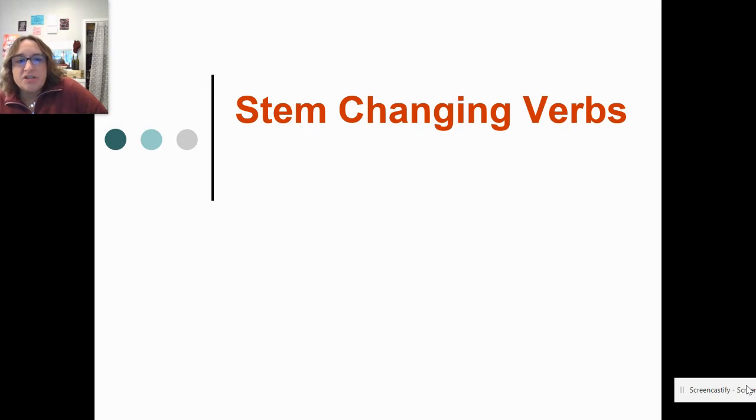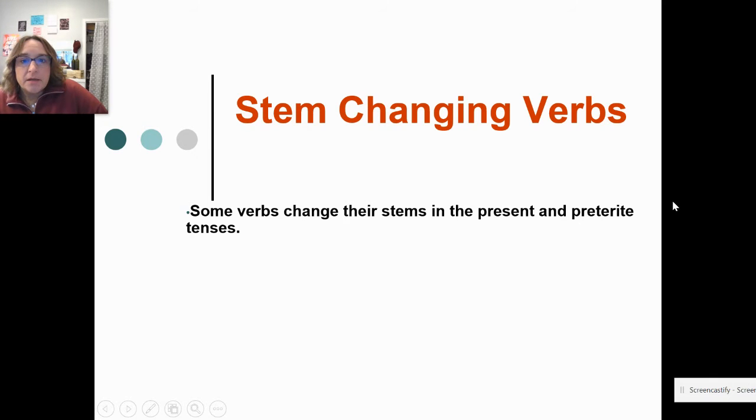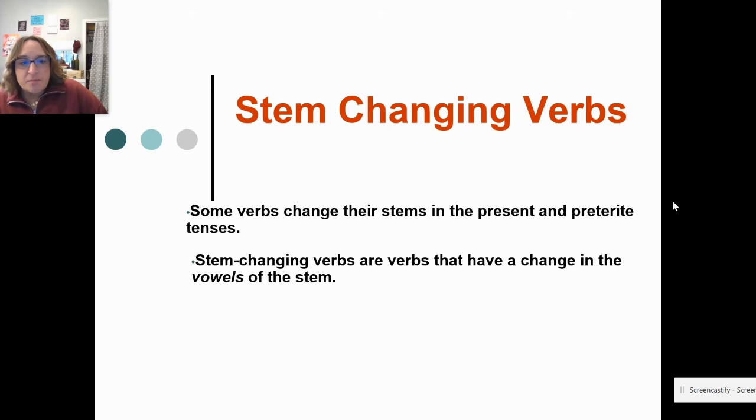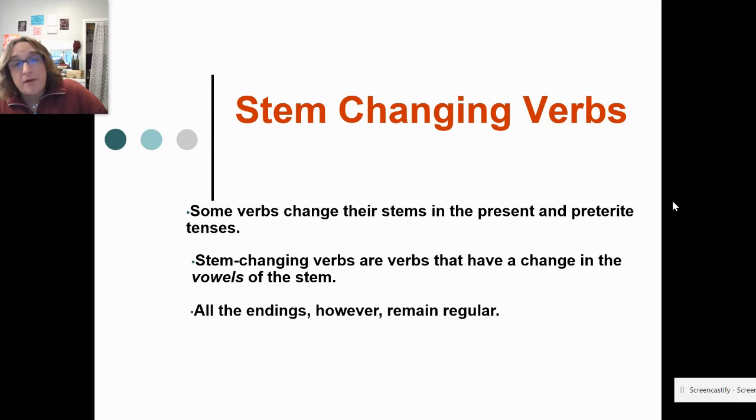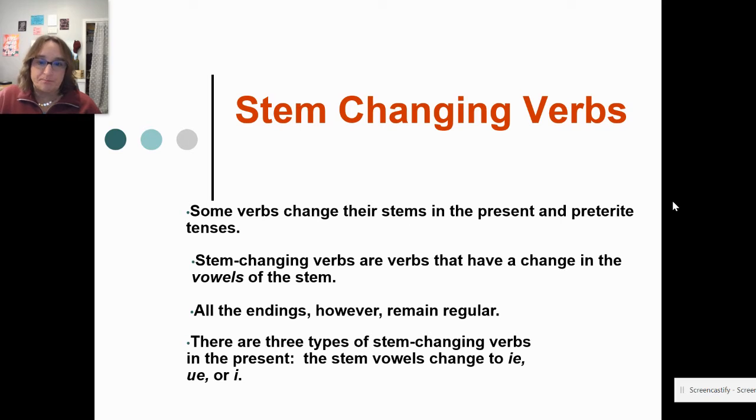Okay, so stem changing verbs, what are they? I think you already know at least one. Stem changing means that the stem of the verb changes. So, like jugar is a verb that you all know. Jugar is Jug. When you conjugate it, it becomes jue, Jueg, and then the ending. That is a stem changing verb.